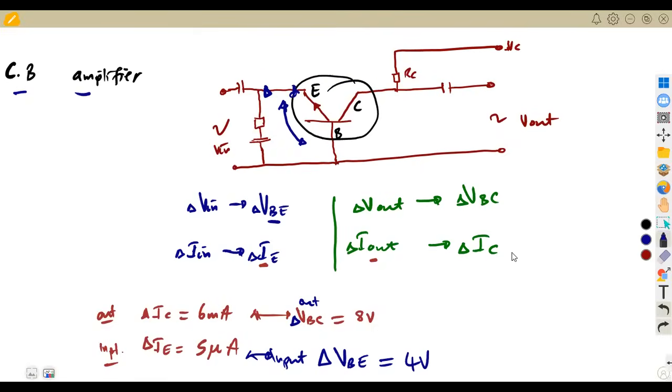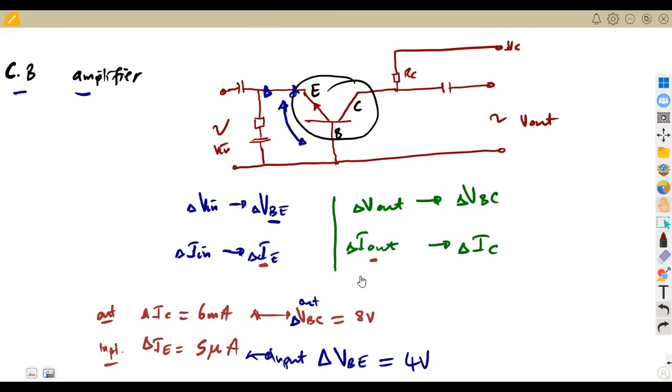Yes, we can just use change in V out over change in V in. If you want to avoid VBE and VBC, you can just use these as they are: change in V out, change in I out, and so on.